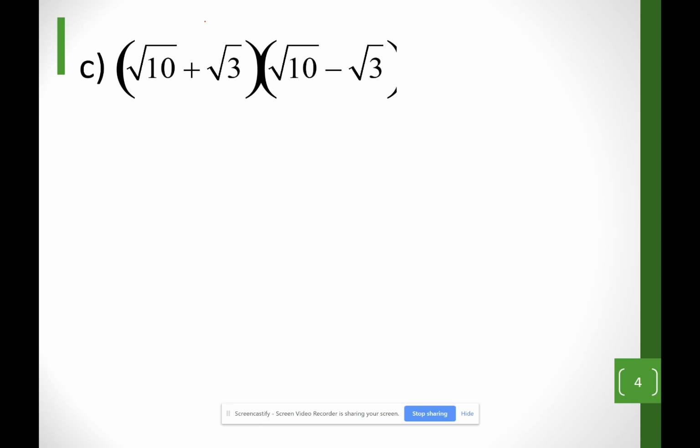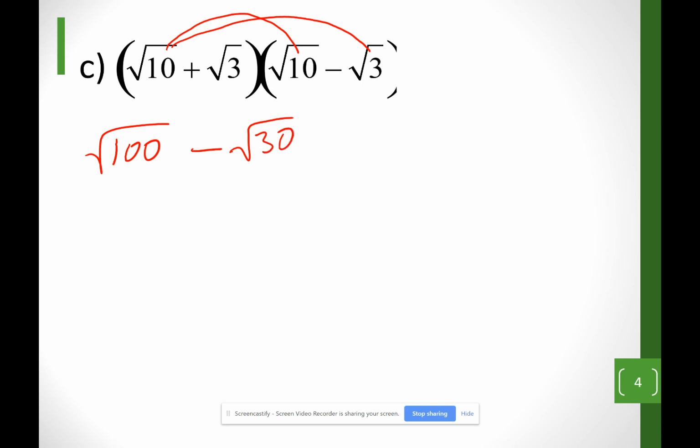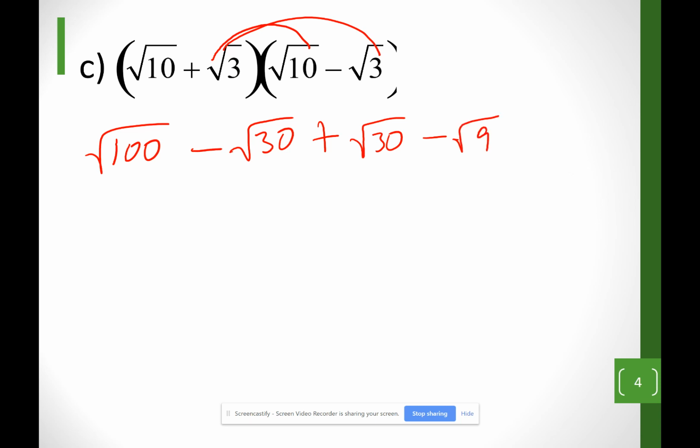Take a look at this one. Let me distribute the radical 10. Radical 10 times radical 10 is radical 100. Minus radical 10 times radical 3 gives me radical 30. Now let me distribute the radical 3. Square root of 3 times square root of 10 gives me radical 30. And then radical 3 times the negative radical 3 gives me negative, right? Positive times the negative, it's negative radical 9.